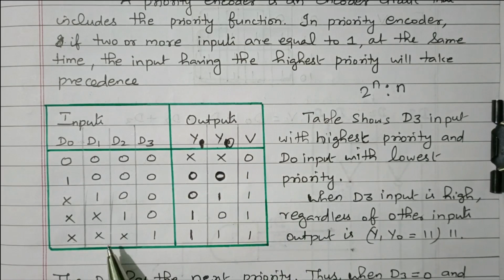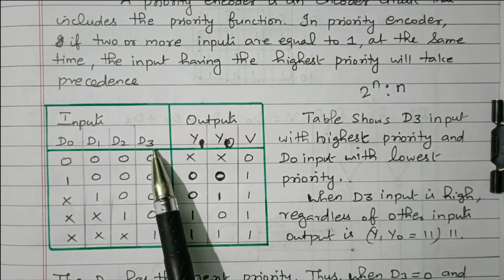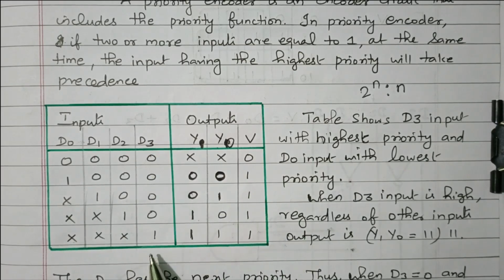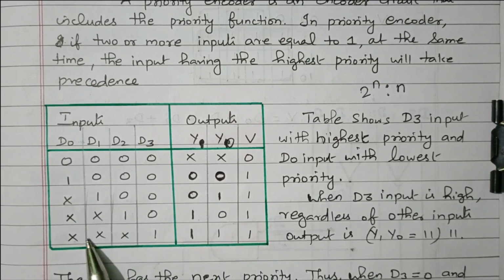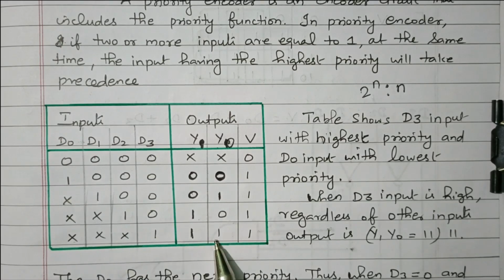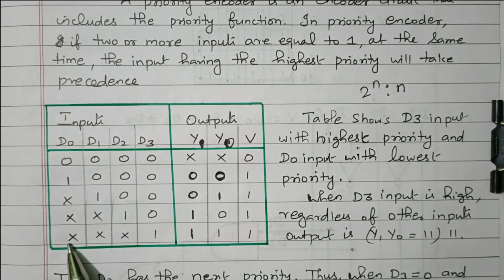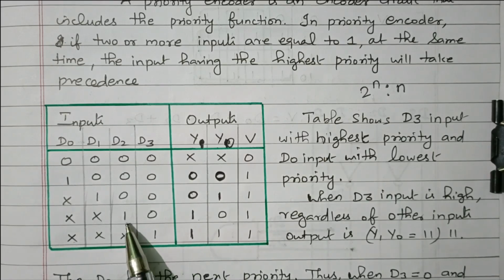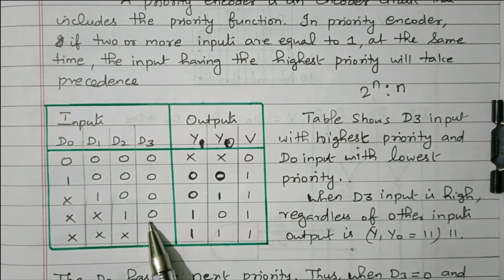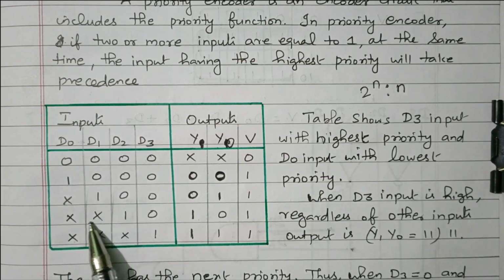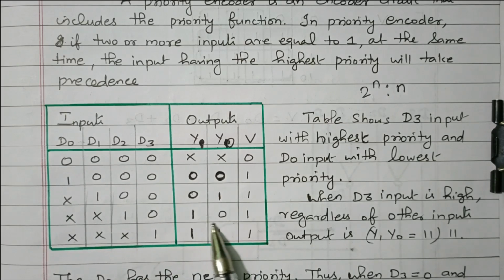Now we'll see the truth table. The highest priority is given to D3. If D3 is 1, whatever may be D2, D1 and D0, it will give the output as 1, 1. The second priority goes to D2, but D3 should be 0. If D2 is 1 and D3 is 0, whatever may be D1 and D0, it will give 1, 0.